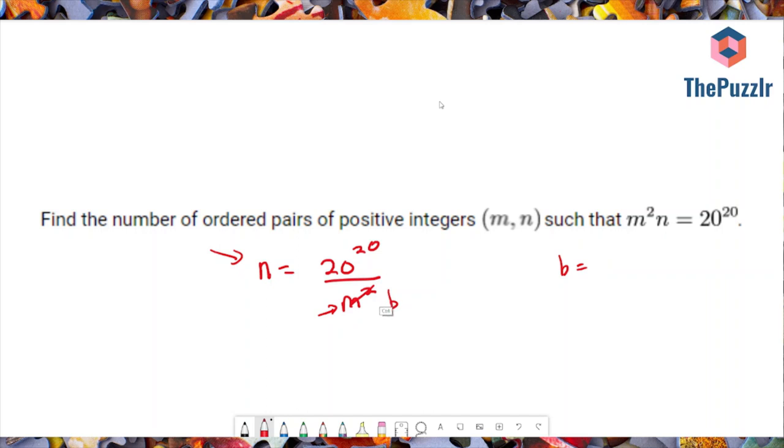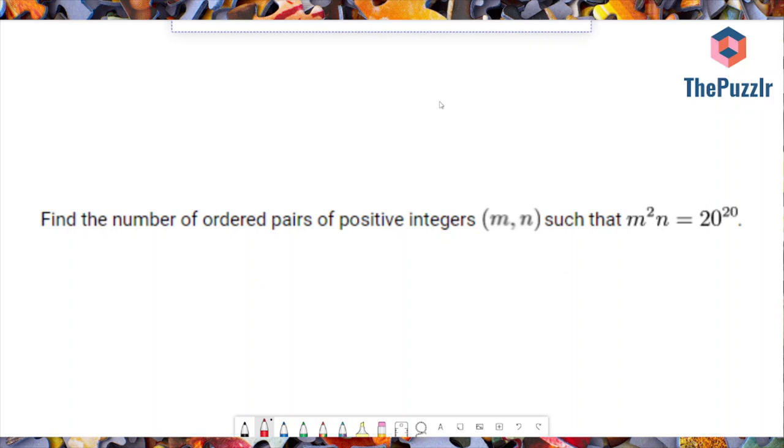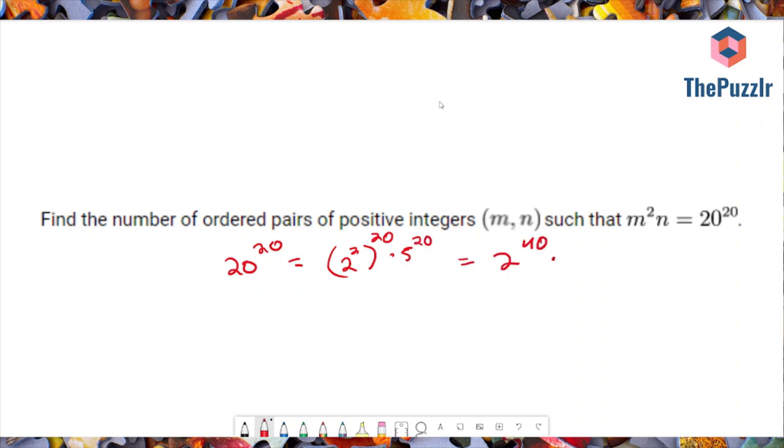So this problem is basically asking for how many perfect squares are factors of 20 to the power of 20, because we want m squared to be a factor of 20 to the power of 20, and n is an integer since m is an integer. Let's find the prime factorization of 20 first. 20 to the power of 20 equals 2 squared to the power of 20 times 5 to the power of 20, or 2 to the power of 40 times 5 to the power of 20.